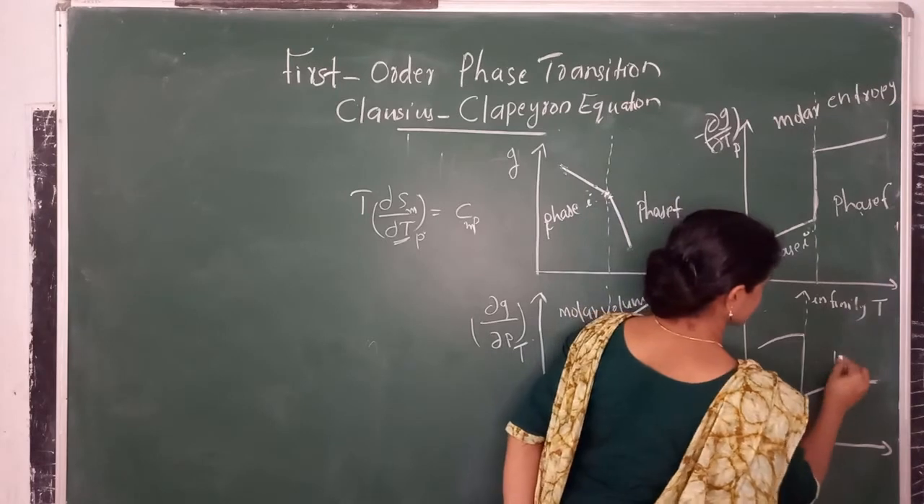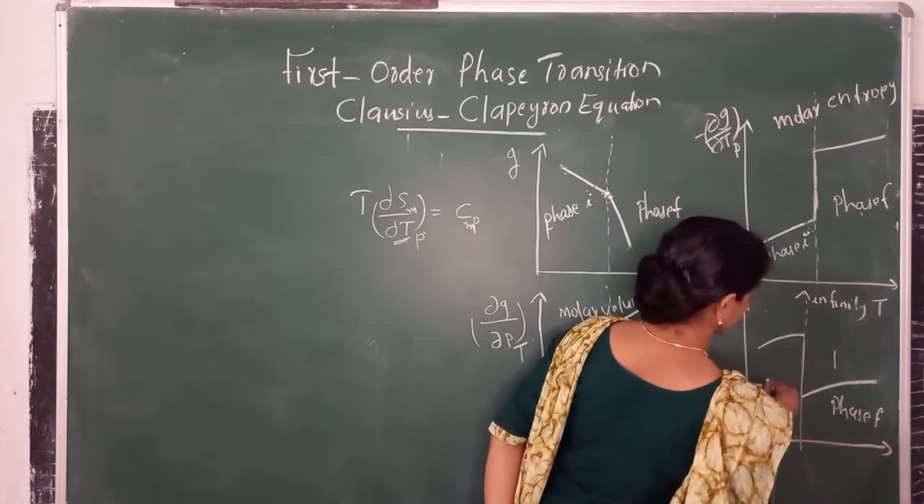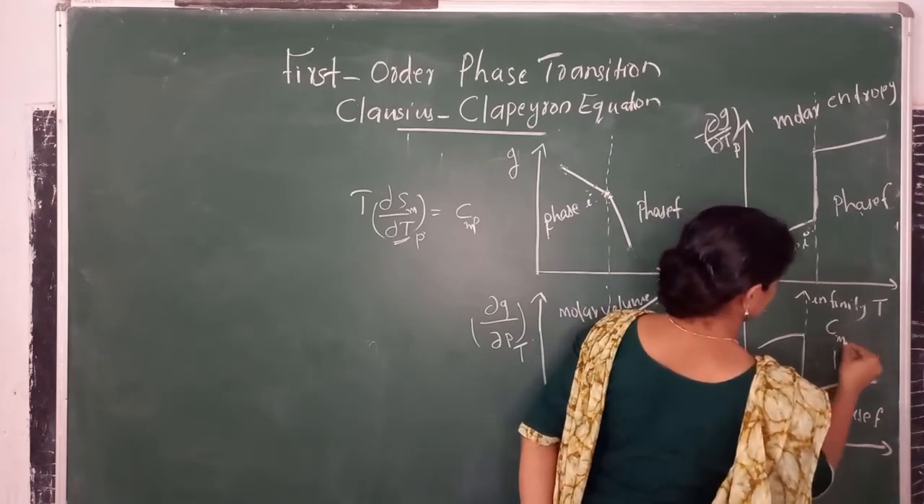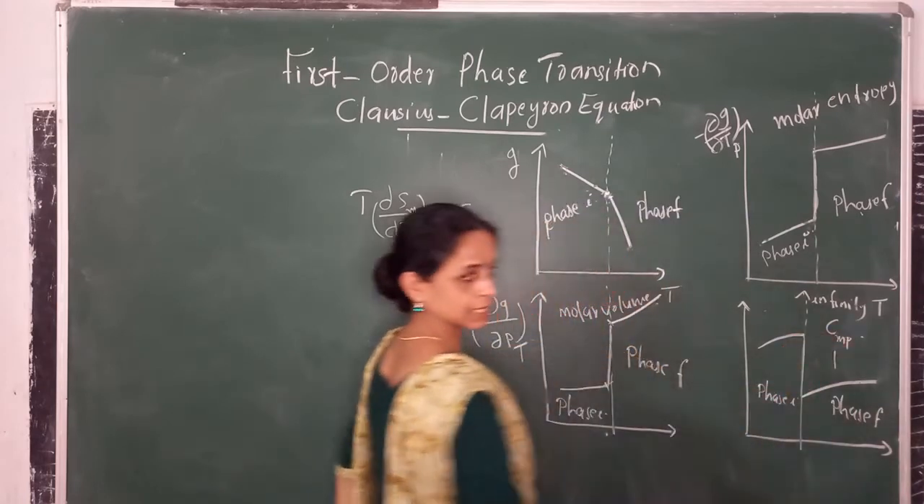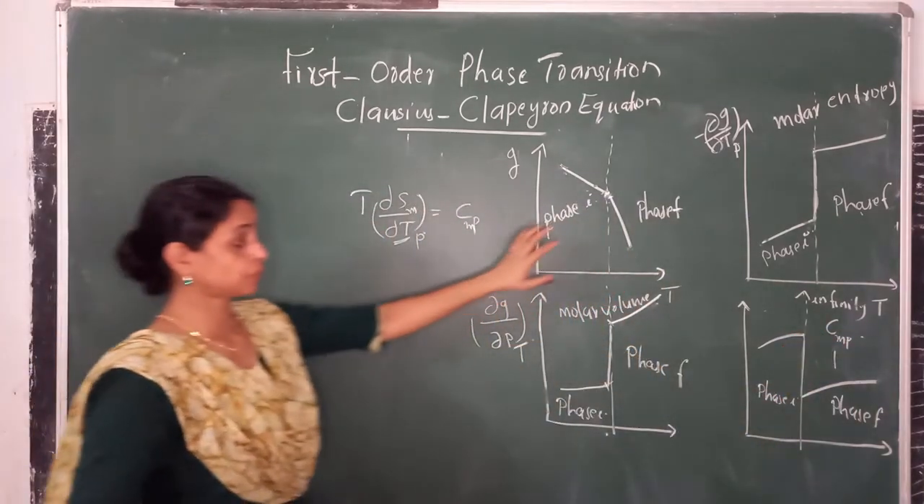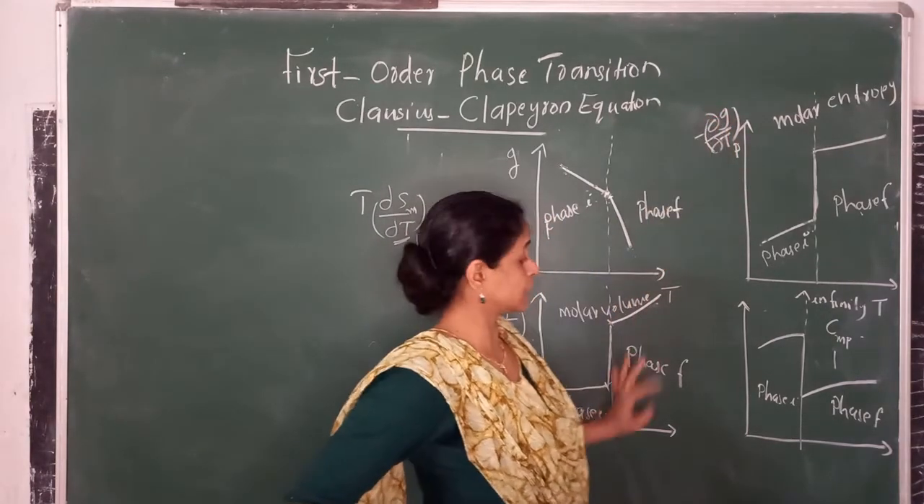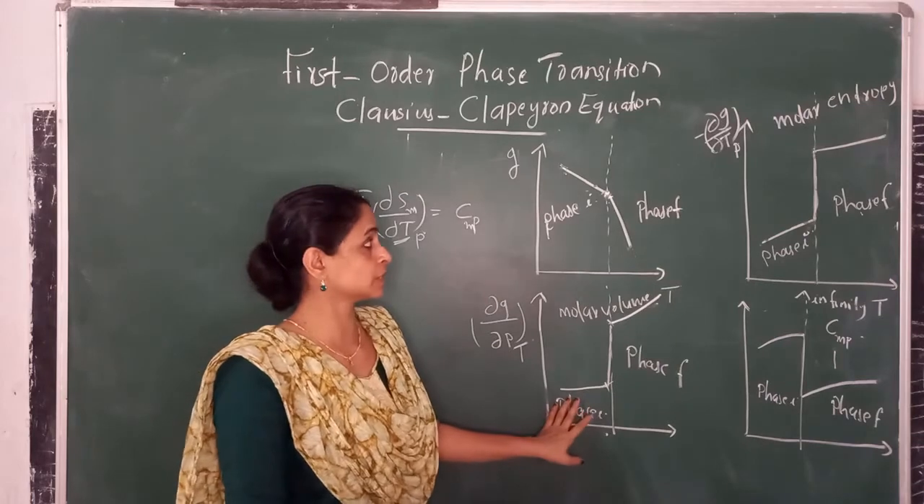This is phase F. This is phase I. This is for molar heat capacity, molar heat capacity at constant pressure, that is Cmp. So these are the four plots for this. These two graphs represent the first order derivative.